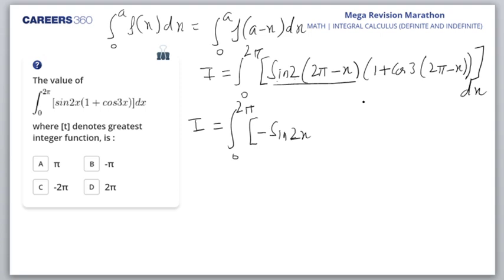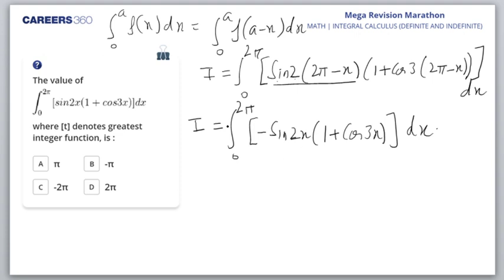Is this okay? Yes, Somrik, you're right. And 1 plus, I'll get cos of 6 pi minus 3x. That's again the fourth quadrant. Cos would be positive only. Is this okay with everyone? I hope this is okay with everyone. Yes, Lakshmi, I got your answer.